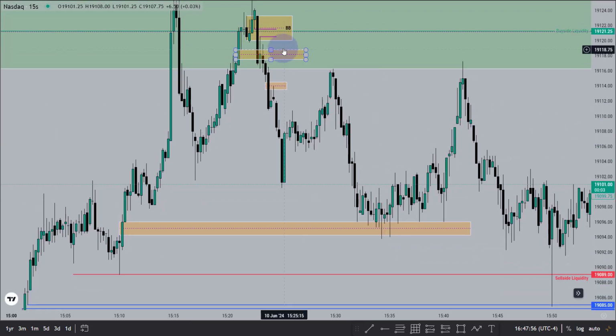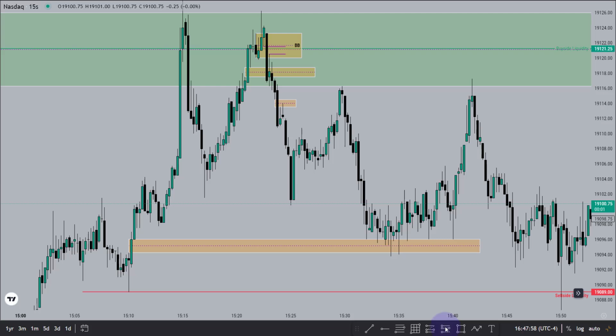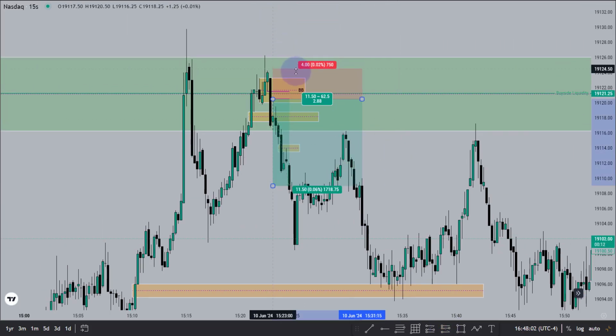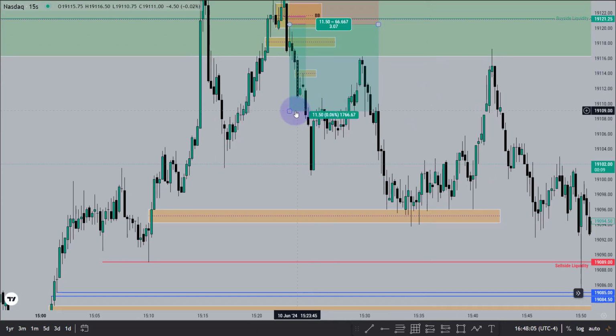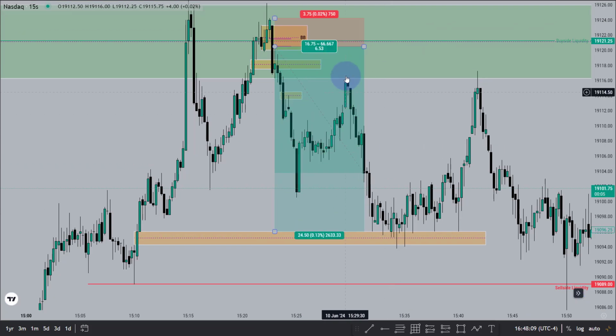So my entry was over here. Let me mark the entry. So that was my entry. My stop loss has covered this breaker block, and my first partial was over here. Okay, so that was my first partial.